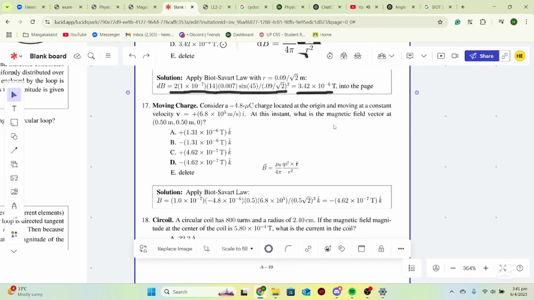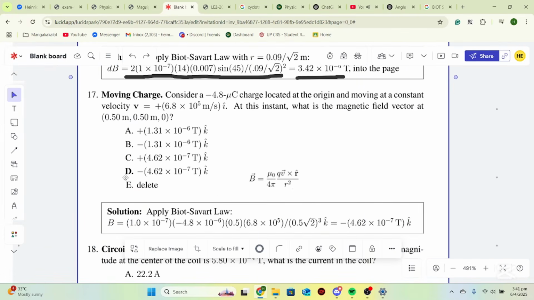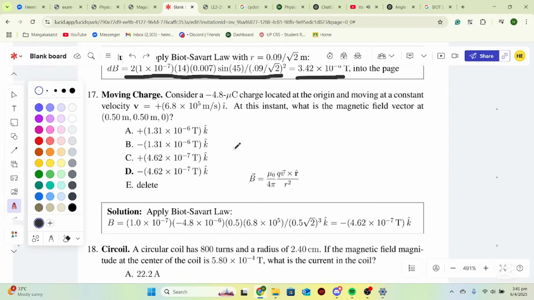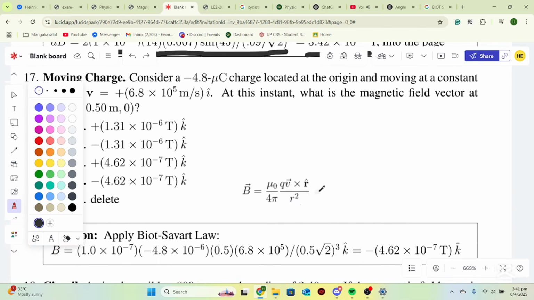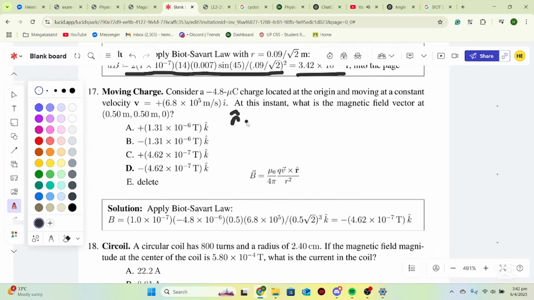All right. So for number 17, consider a negative 4.8 microcoulomb charge located at the origin and moving at constant velocity. At this instant, what is the magnetic field vector at 0.5, 0.5, 0? So we'll be using this equation, which is given in the list of equations. And u naught over 4 pi is a constant, is given. So right now we just want to find what is r hat and r squared. So r hat is equal to square root of 2 over 2, square root of 2 over 2, and same with r squared. And same with r actually. r is equal to square root of 2 over 2 as well.